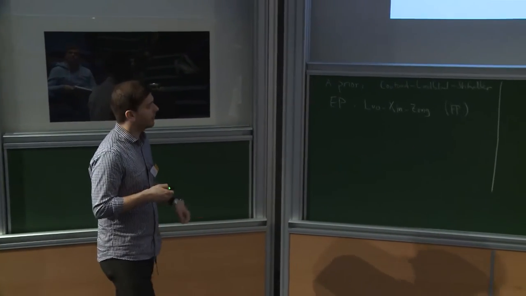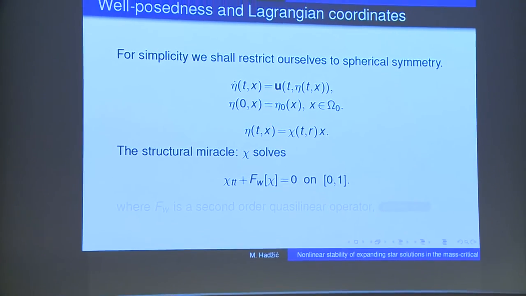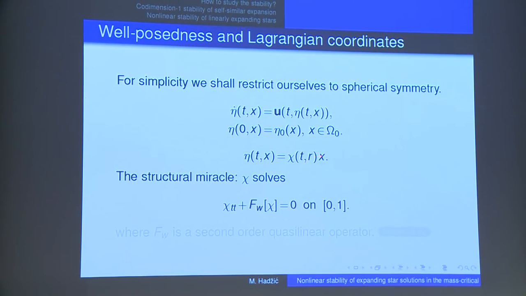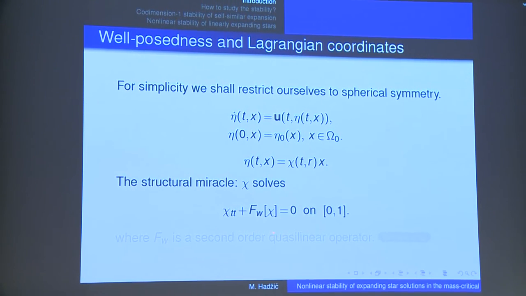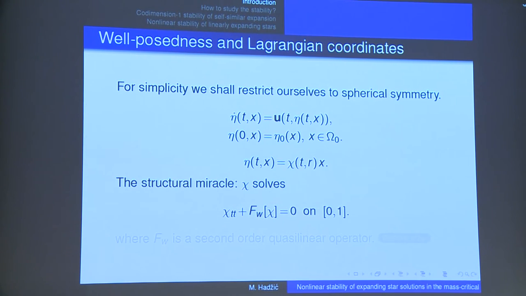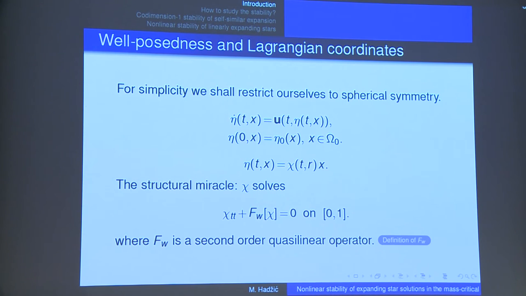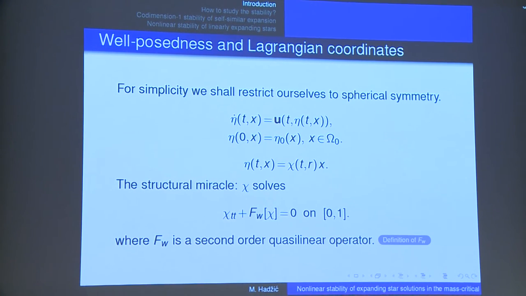Now maybe it's slightly pompous to say structural miracle, but it is a beautiful structure of these equations. If you use Lagrangian coordinates in spherical symmetry, you discover that chi, which is now my Lagrangian map, satisfies a second order equation, chi tt plus fw of chi equals 0, where this fw is some nonlinear operator which is of second order. And this is an effective quasi-linear wave equation on a compact domain. Now, I don't want to display fw because it's not beautiful, but I will tell you later how it linearizes, and you will be convinced that it's a second order self-adjoint operator in a certain space. Is this an artifact of the fact that this would be rotational?